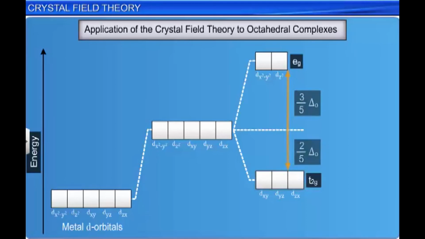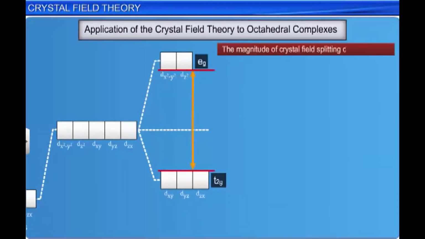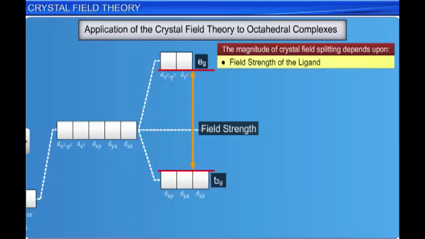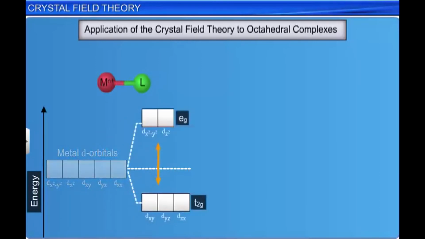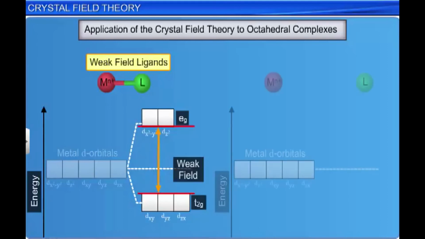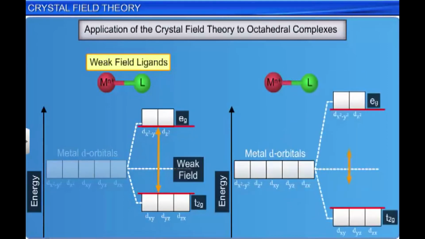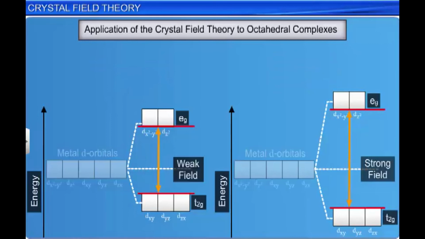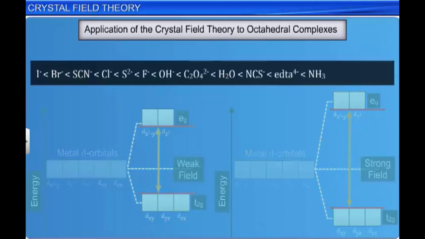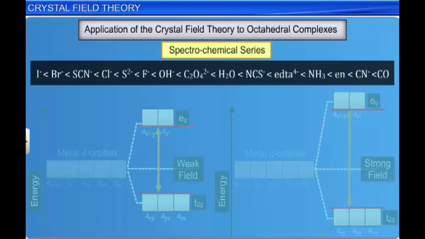The magnitude of crystal field splitting depends upon the field strength of the ligand and the charge on the metal ion. Ligands that cause only a small degree of crystal field splitting are termed weak field ligands, while the ligands that cause large splitting are termed strong field ligands. In general, the common ligands can be arranged in descending order of field strength as shown here. The order remains practically constant for different metals. This series is called the spectrochemical series.